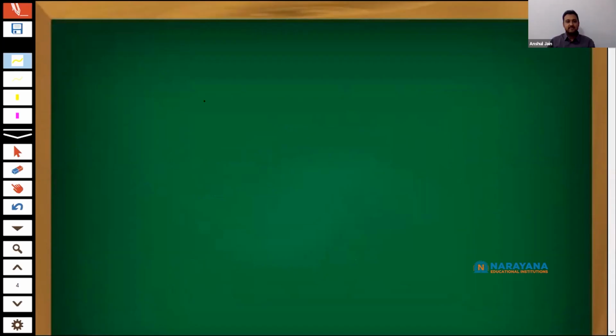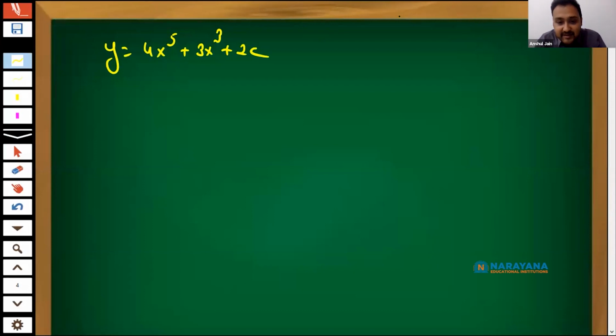So we'll just start with our fundamentals. y equals 4x to the power 5 plus 3x cubed plus 2c. Now I'm asking what must be the value of c. Now it's a 5-degree polynomial. It's a very easy question. You will solve it orally.